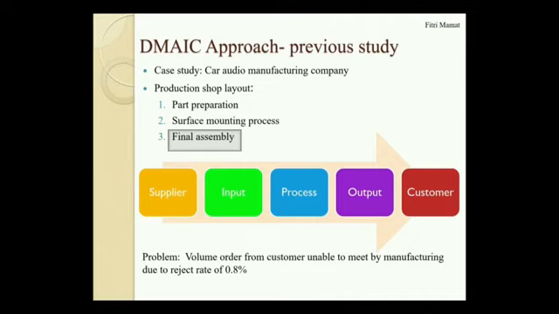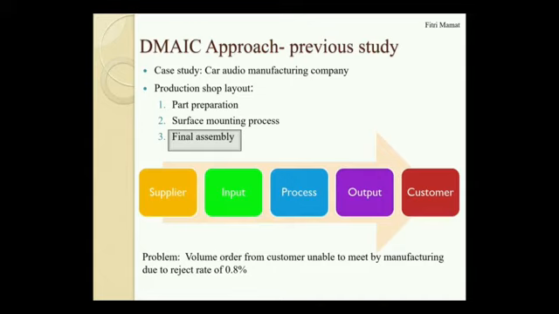For the DMAIC approach in this previous study, the case study is a car audio manufacturing company. The layout of the production shop floor consists of 3 different sections, which are part preparation, surface mounting process, and final assembly. The focus of the case study is final assembly of the production where the reject rate is analyzed. The reject rate has been monitored within 12 months in the final inspection process and the data has been analyzed. The solution to reduce the part defect needs to be found.